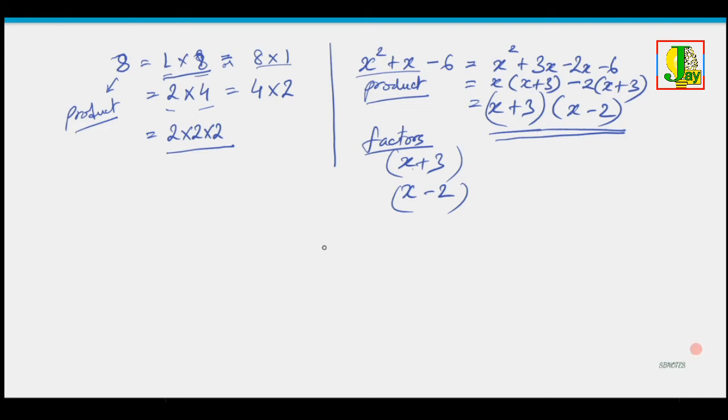Let us take another example, like x squared minus 25. We can easily see it's x plus 5 into x minus 5. So this is the factorization of x squared minus 25. I hope you understood. Both are simple. Try to understand the division algorithm.